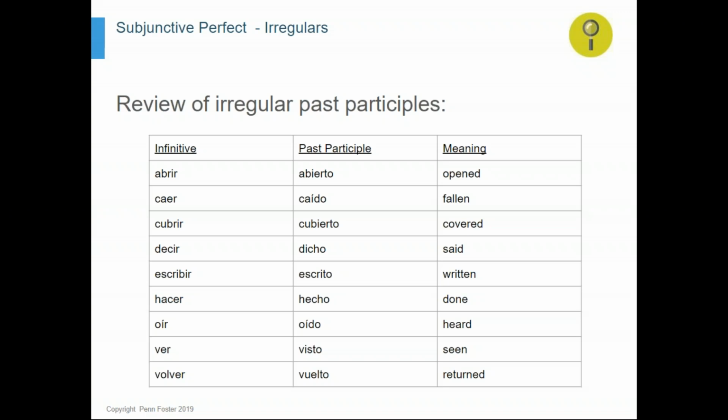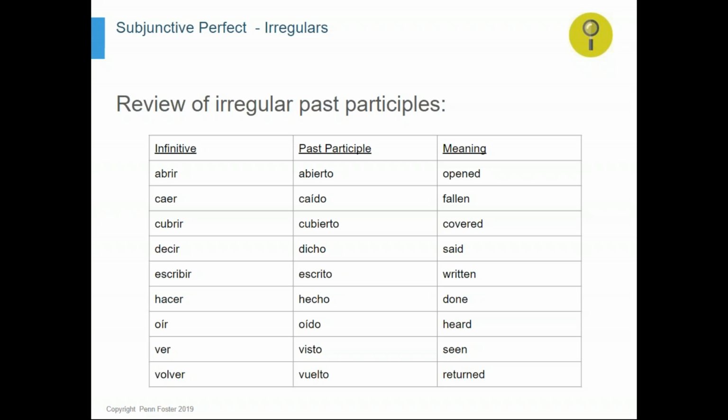Okay, so if you were to say something like, she may have opened the window because it was too hot inside, abrir is an irregular past participle. Right? If you know anything about regular past participles, typically in Spanish they end in ADO or IDO. But this list here is a group of irregular past participles that would be used as the second part of all subjunctive perfect conjugations. Right?